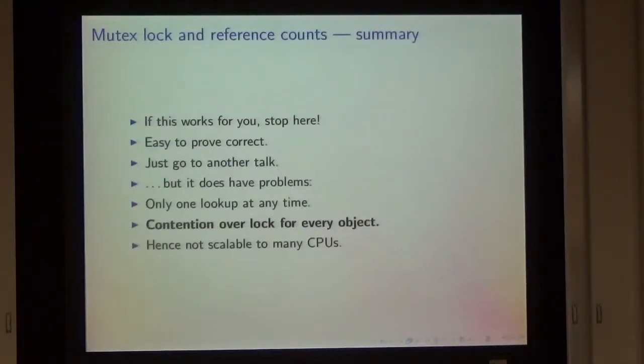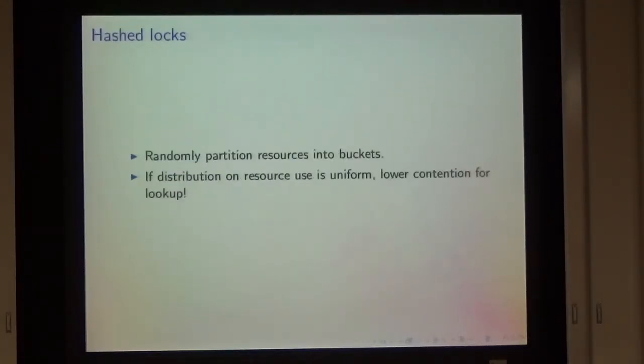So maybe we can address the contention over the lock for any object here, that is, address the problem that to release an object you need to block all lookups as well. So we could partition all the foos into buckets using a random function, and if the distribution of how often each thread wants to use each foo is basically uniform across the resources, this helps.